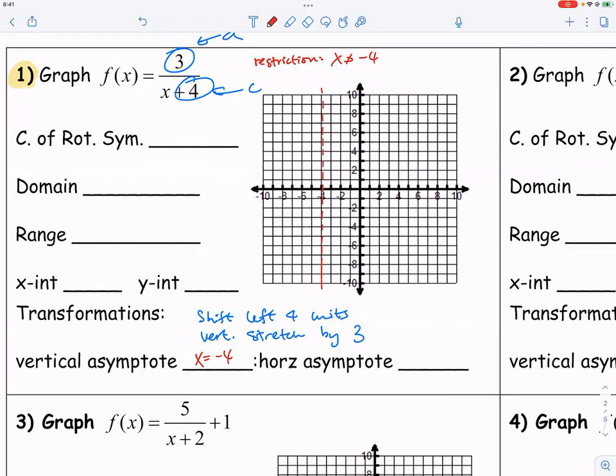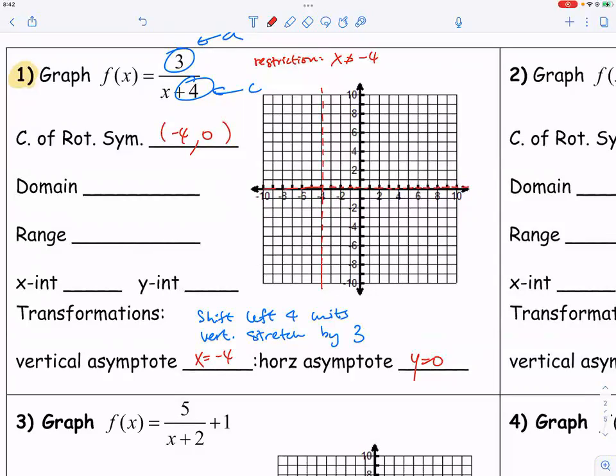Okay, and since there is nothing moving up or down, oh, I'm sorry, my bad. We did move to the left, but there's nothing shifting up and down. So the horizontal asymptote remains as y equals 0. Therefore, the center of rotational symmetry, which is where the 2 asymptotes meet, is (-4, 0).